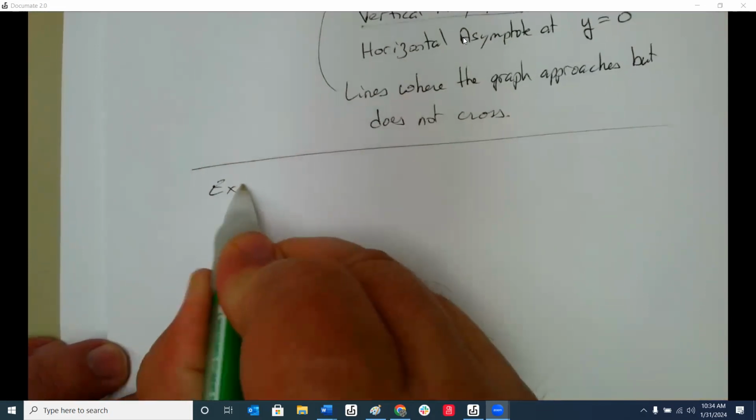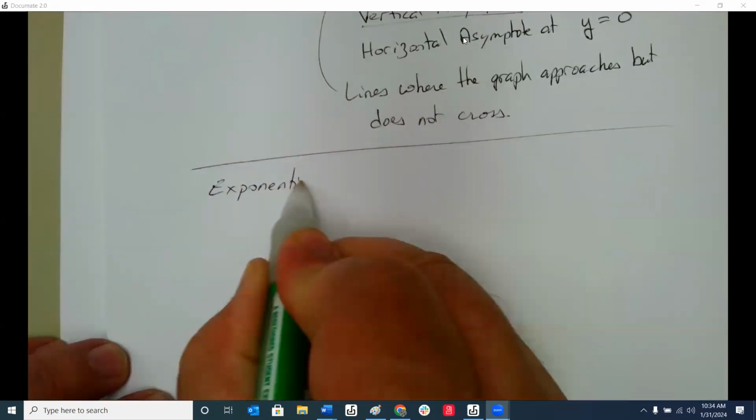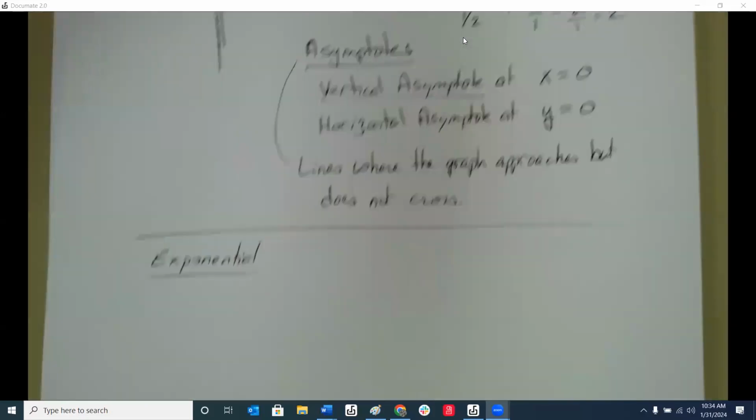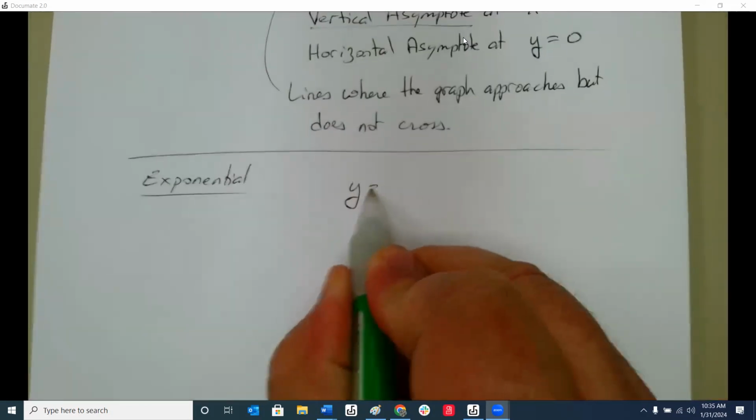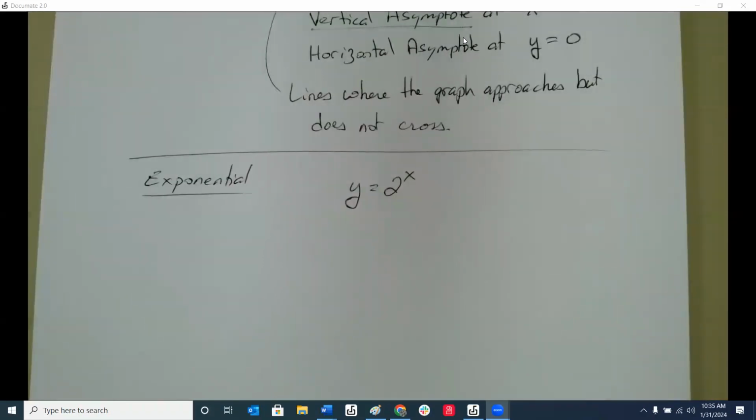Here's exponential. And we have a whole chapter set up on these next two, exponentials and logarithms. We have a chapter for each of those. Let's say we had 2 to the power x. In the next couple of classes, we're going to talk about exponents.